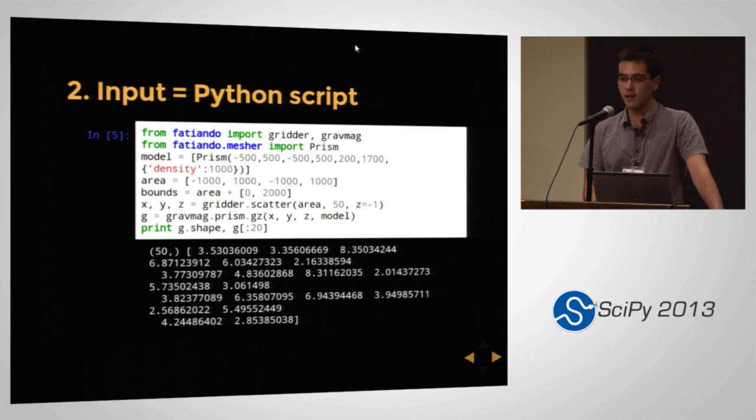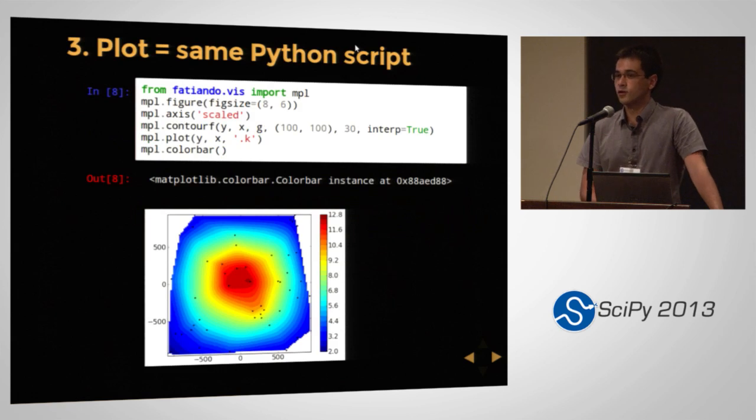And I can use the gravmag module to calculate the gravity field here, which is gz. I can just call it on the model and the data points, and I would have the modeled gravity anomaly that I would measure. And then when I go on to plot this result, I can just continue on my same Python script and just use the x, y, and g that I calculated in the previous cell, and I can just make a contour map out of that.